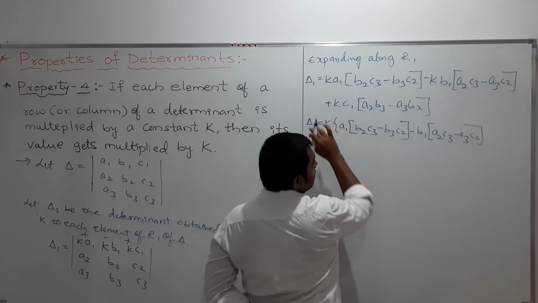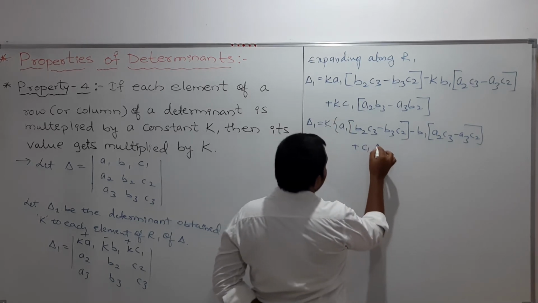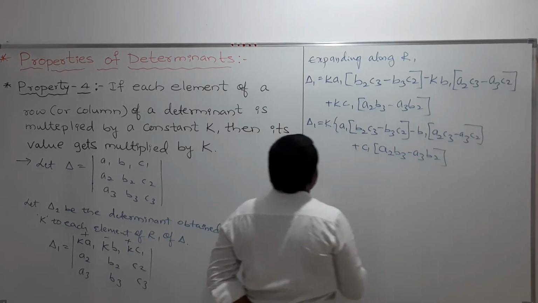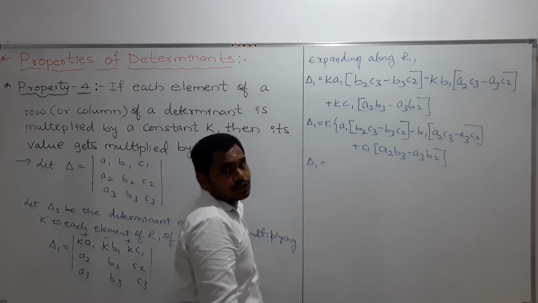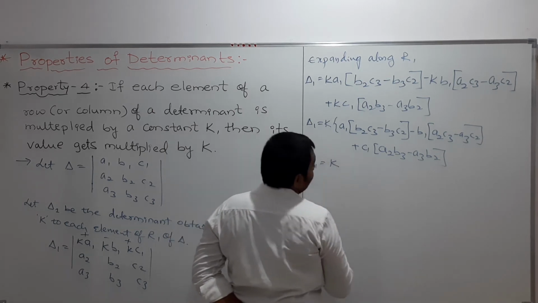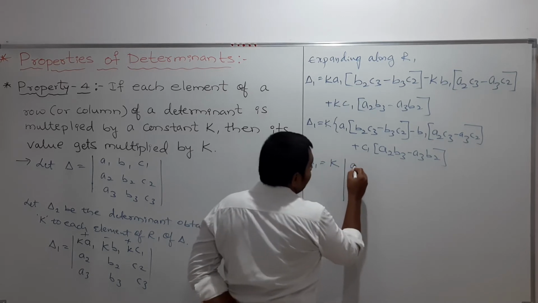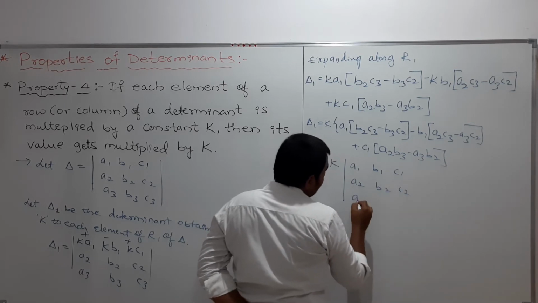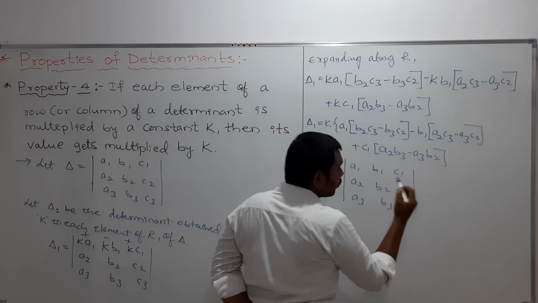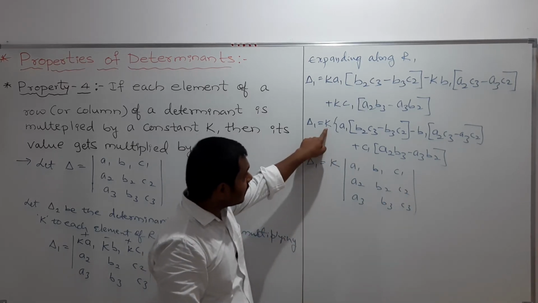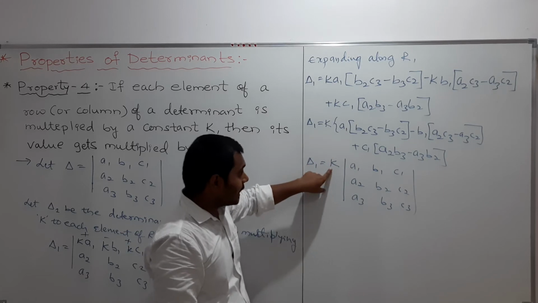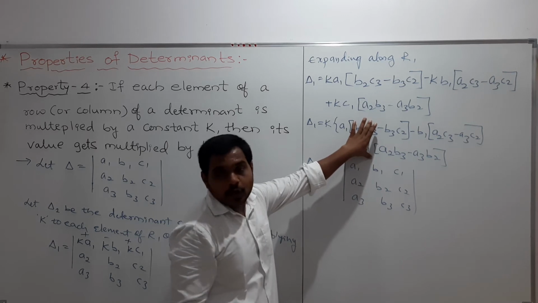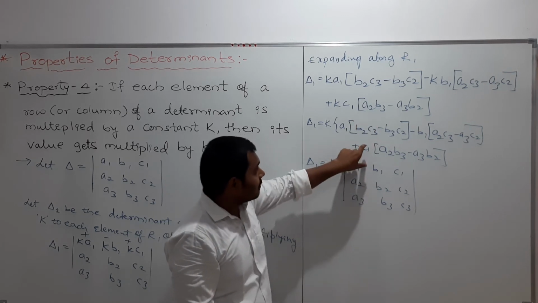Next, my dear students, k here also I am taking outside, so here it is plus c1 into a2 b3 minus a3 b2. So therefore delta 1 is equal to k into, please remember, if I have the determinant a1 b1 c1, a2 b2 c2, a3 b3 c3, you can verify, k I have already taken outside, here I am writing as it is. Now my dear students, if you solve this determinant, you will get this value only. You can verify yourself.